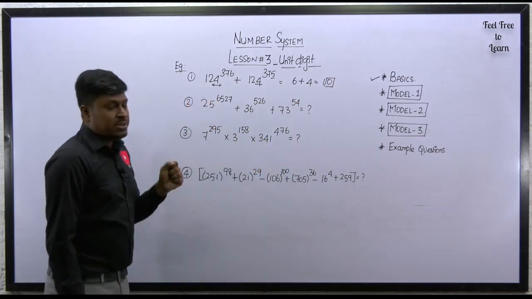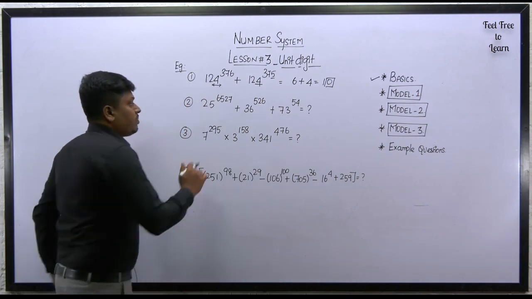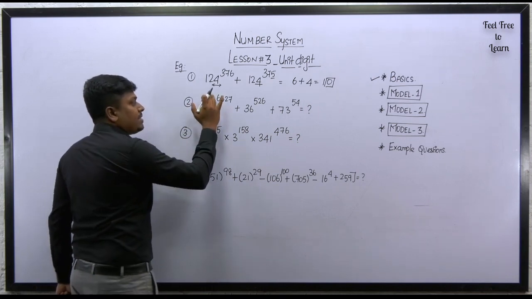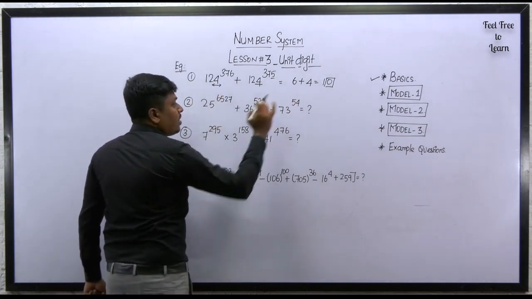So the answer for the first question is that the unit digit is 0. Friends, understood? So question number 2. See, 25 power 627, 36 power 526, 73 power 54.